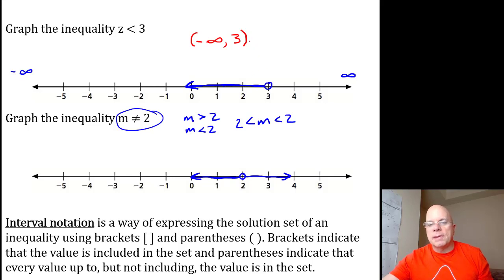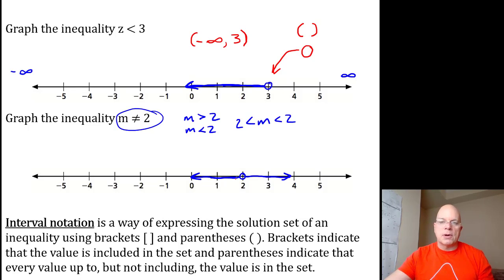One way to remember that the parentheses are like the open circle is if you take a set of parentheses, it kind of looks like that open circle that we use to indicate the value is not included. That's one way to remember the difference between parentheses and brackets.